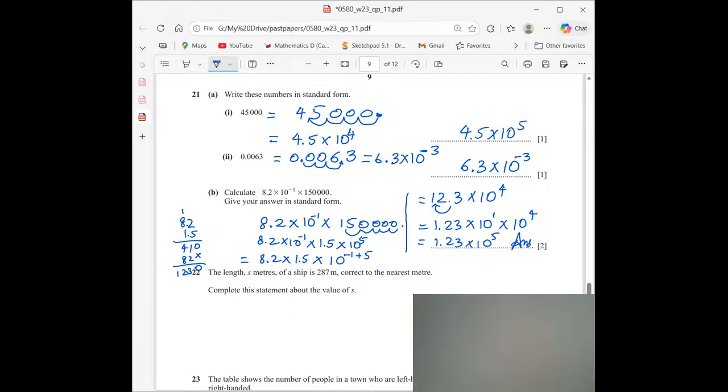Next is the length S meters of a ship is 287, right? Correct to nearest meter. Nearest meter means nearest 1 meter. So we have to add 287 plus 0.5. What is half of 1 meter? Half of 1 meter is 0.5, and 287 minus 0.5. So what does that give? It is 287.5 and this is 286.5. So the lower bound will be 286.5 and the upper bound will be 287.5. That means these are called upper and lower bounds.